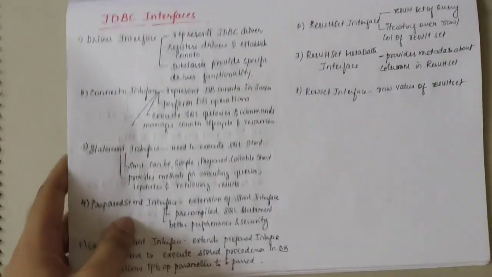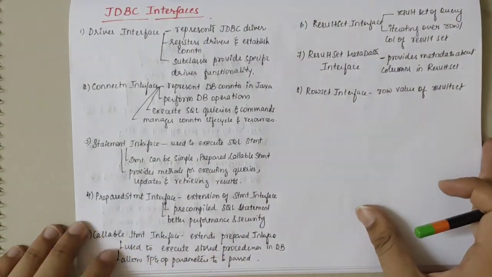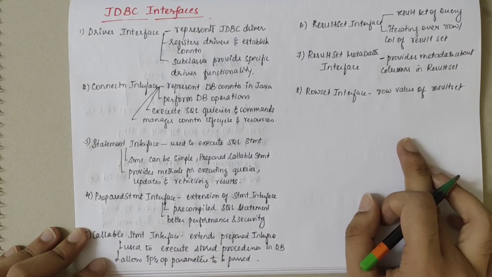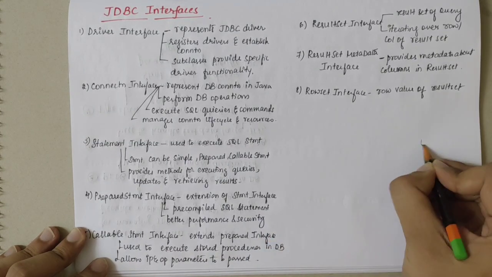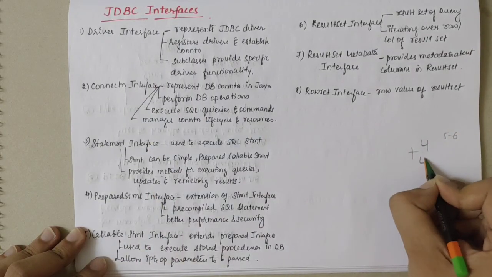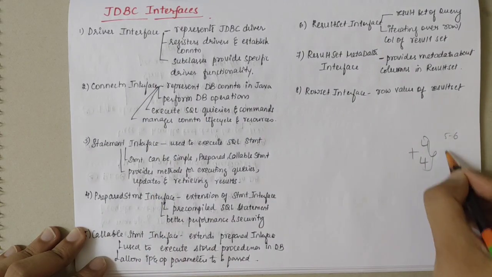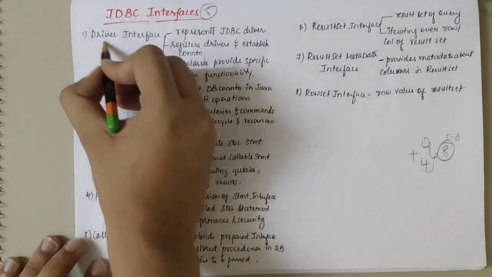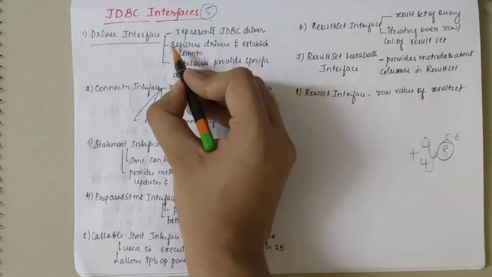Then we have JDBC interfaces. There are 8 interfaces. Depending on how many marks the question is, you can write accordingly. If it's of 4 marks, then I would suggest you write 5 or 6, because along with this there would be JDBC classes also. So if combined, if they ask for 8 marks, then you can write 5 for this and 4 for that. So let's look into them one by one, the interfaces.